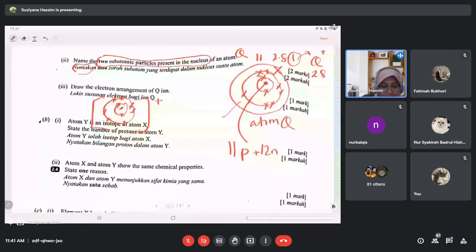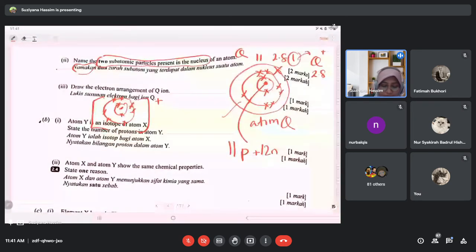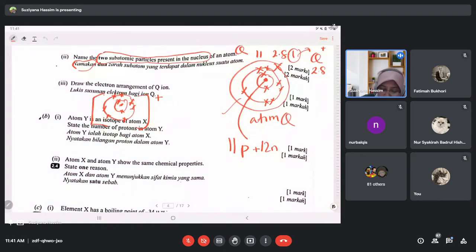So next one. Isotope. Atom Y is a isotope of atom X. Tengok. Y is isotope for atom X. X proton number is 17, right? So kita tengok. So X proton number dia 17. Okay. State the number of proton in atom Y. So the answer is 17 or so. Okay. Alright.